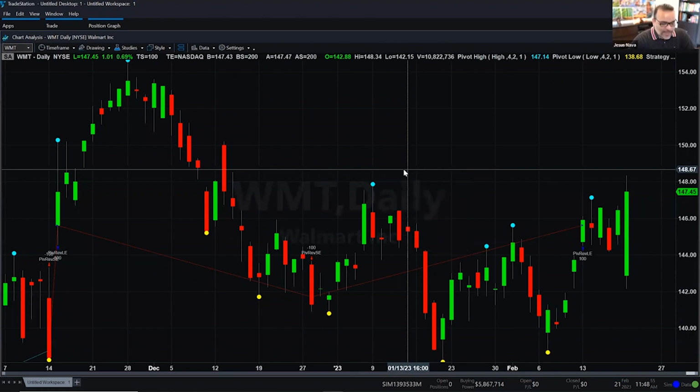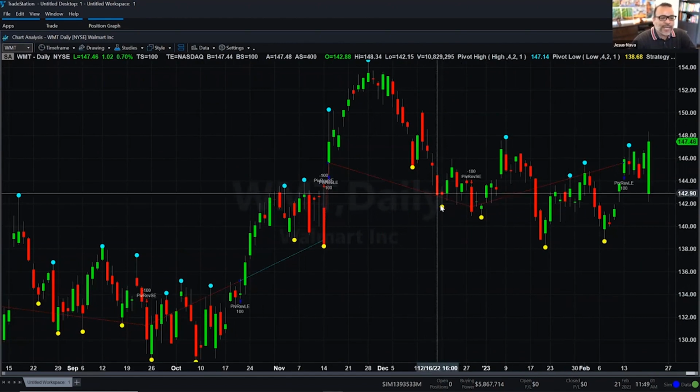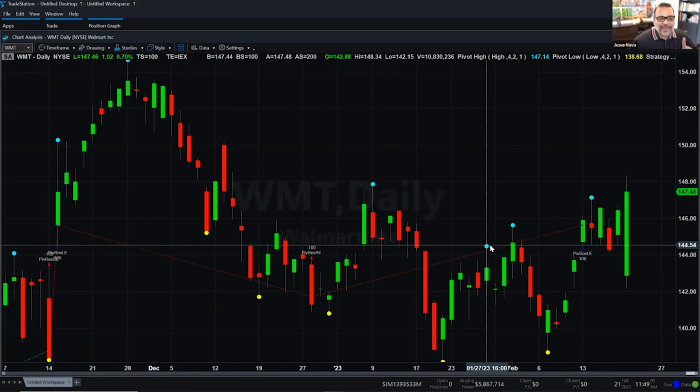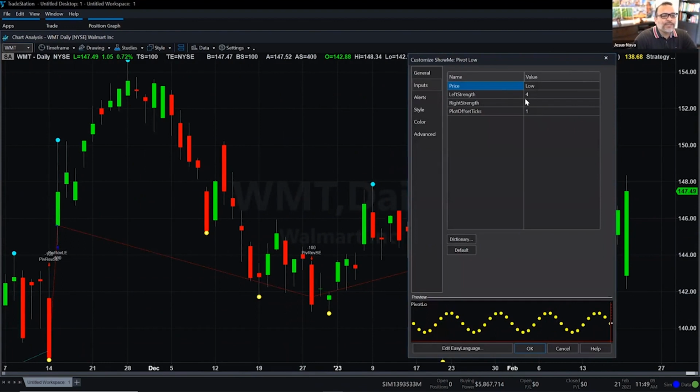You can see how the strategy is there for you to test different scenarios. And of course, one thing to point out too is that these pivots, I think I know what the problem is. I think these are not set to the right strength as my key reversals.